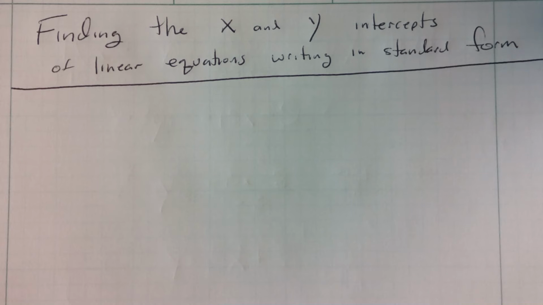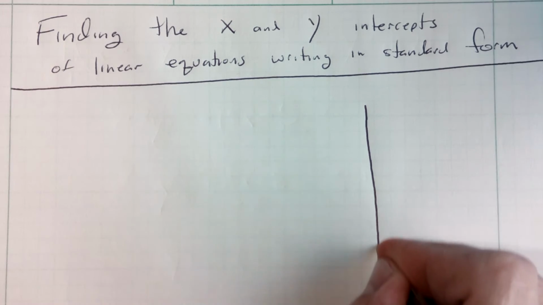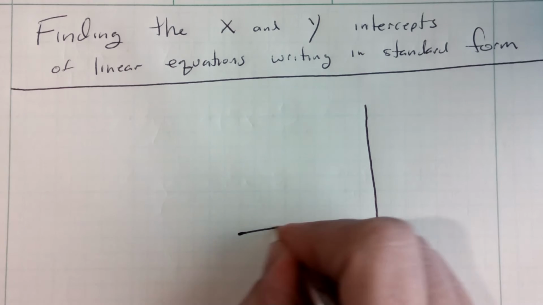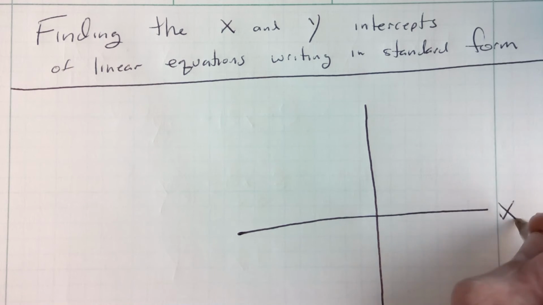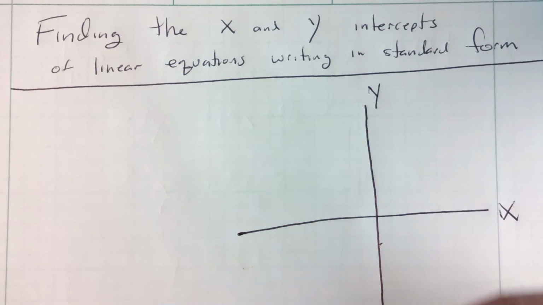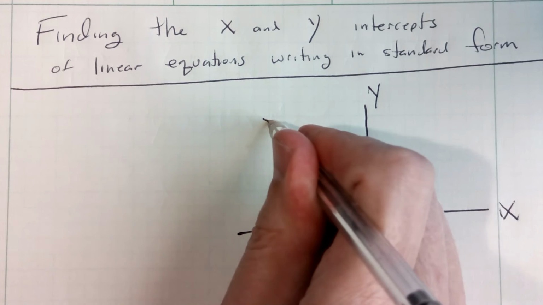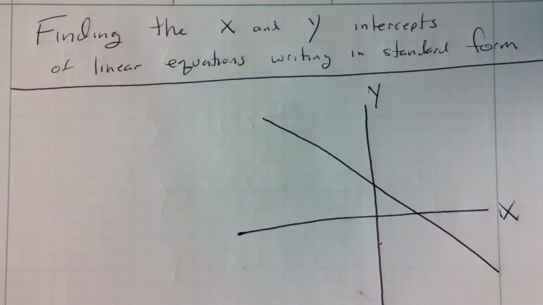Welcome. Today, we're going to learn how to find the x and the y intercepts of a linear equation that's written in standard form. Now, let's make sure we understand what an x and y intercept are. So, if I was to graph a linear equation on a coordinate system, we always have the x-axis that is horizontal, and we have the y-axis that is vertical. And our linear equation, if it's a line, it could have a negative slope and come down like this. It could be going up or whatever.